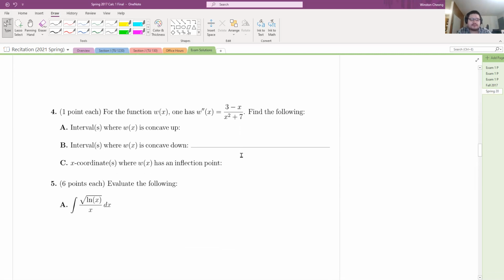All right. So number 4 here, we're given the second derivative, concave up, down, inflection point. So yeah, those are all information pertaining to the second derivative.